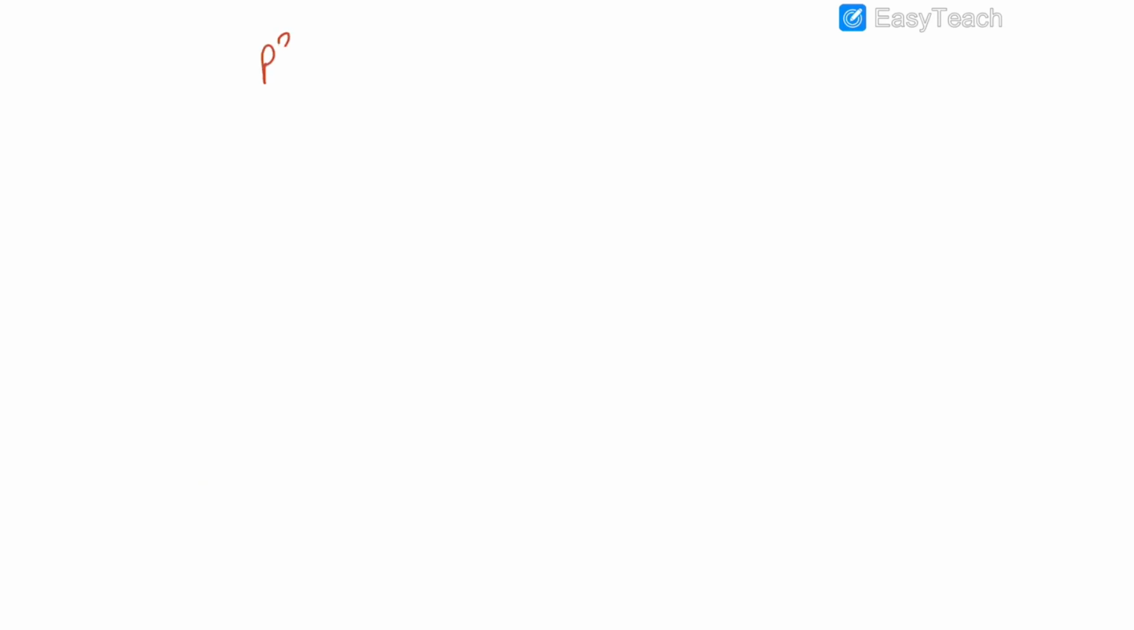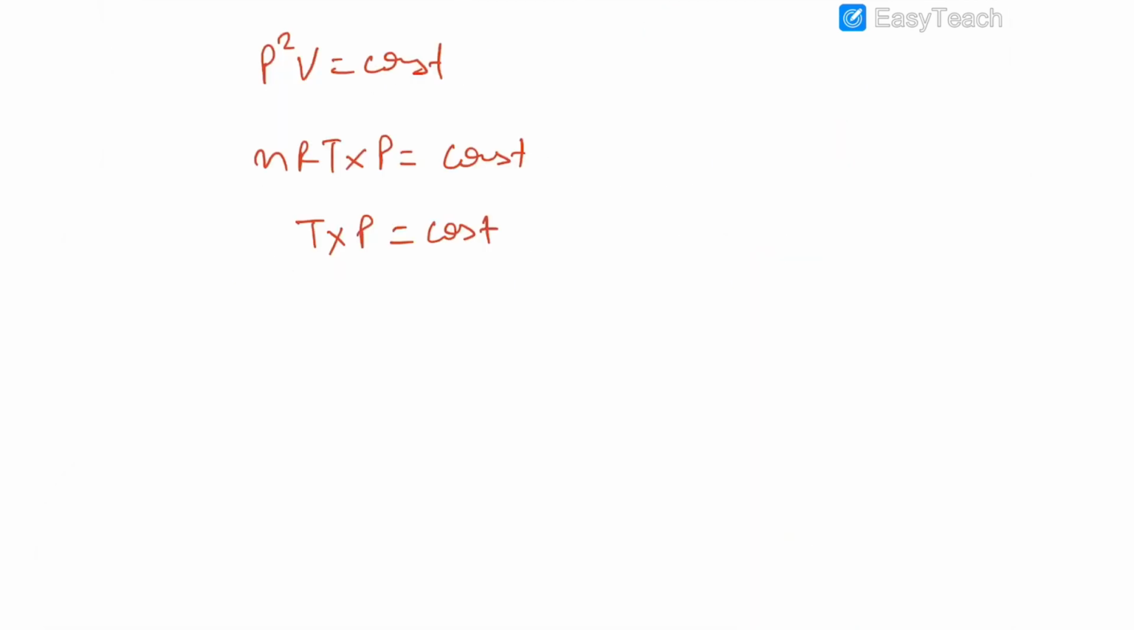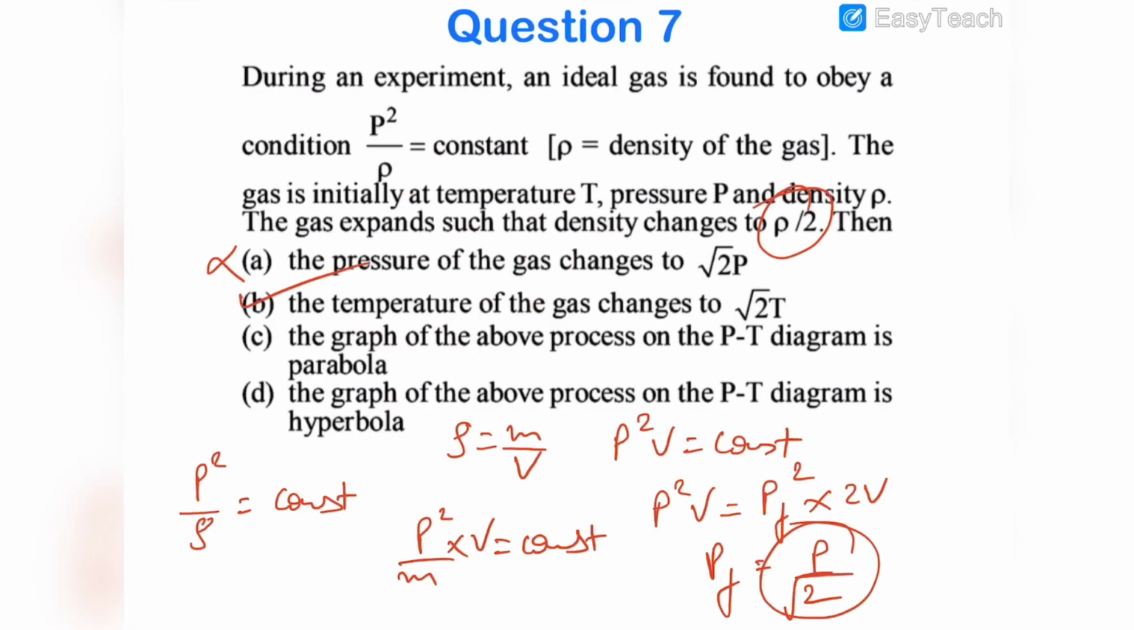So if P squared V is constant, and PV is nRT, then nRT times P is constant, therefore TP is constant. We know that pressure has become 1 upon root 2 times, so the initial pressure is P, initial temperature is T, final pressure is P upon root 2, and final temperature is Tf, so Tf is equal to root 2 T. So this is correct, option B is correct.